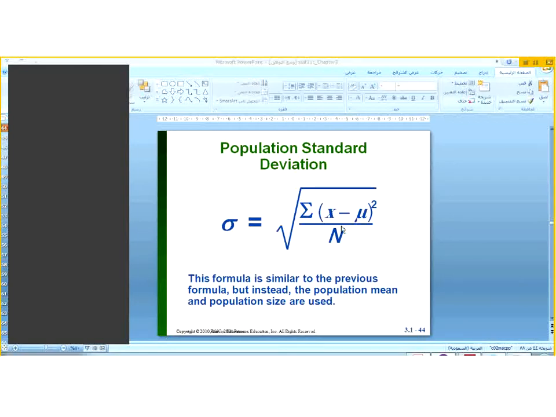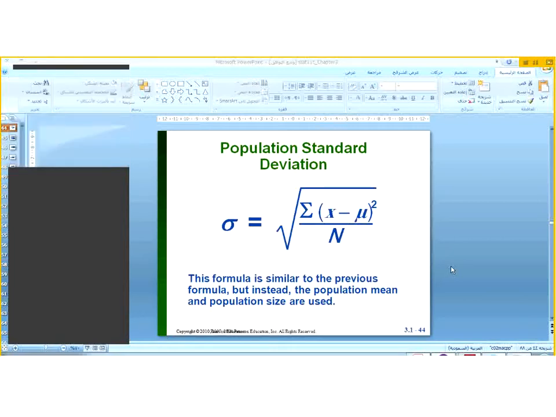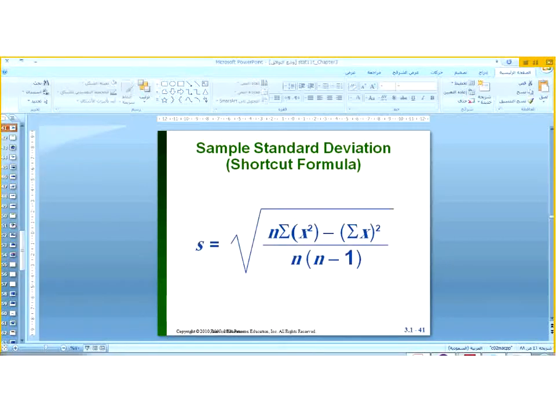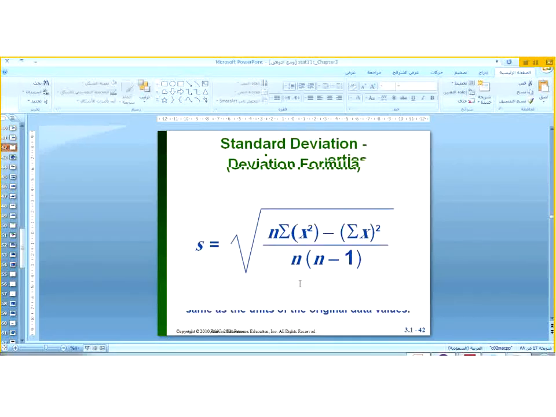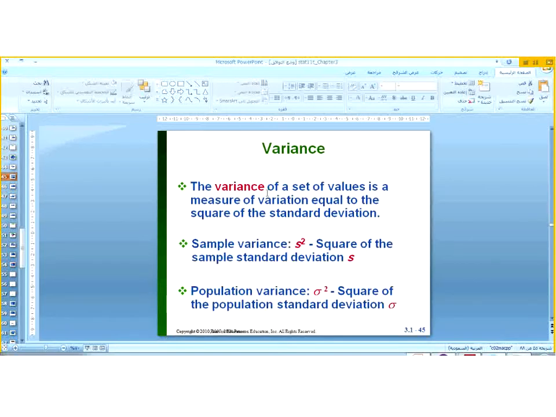Okay, the main difference between the population standard deviation and the sample standard deviation is that here we divide by capital N, and in the sample standard deviation we divide by N minus 1. Okay, this is the main difference.